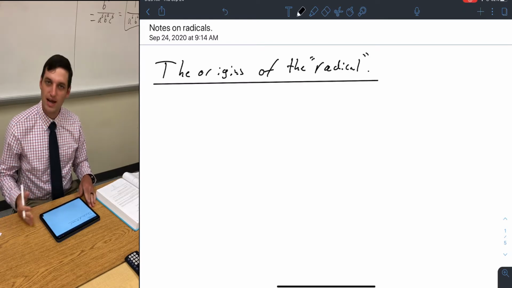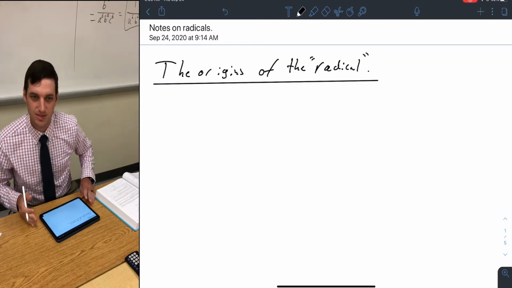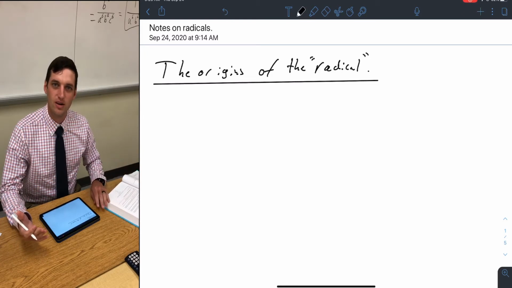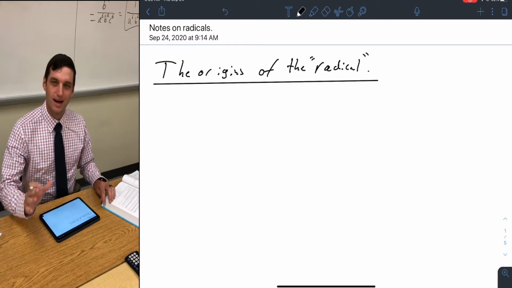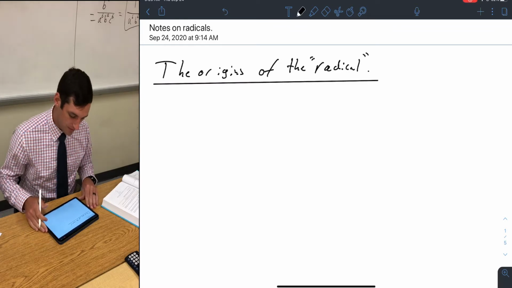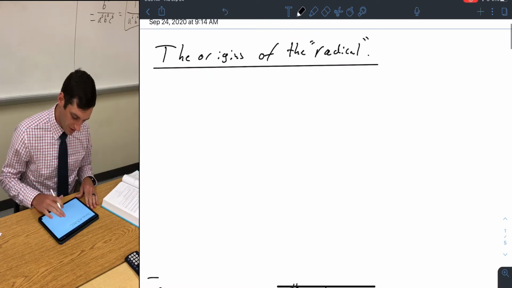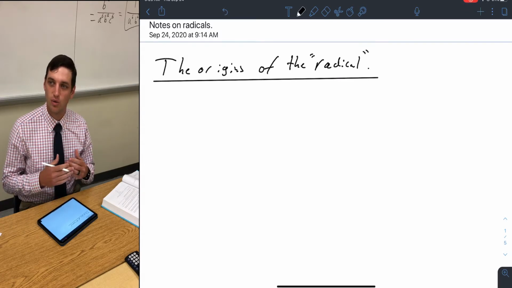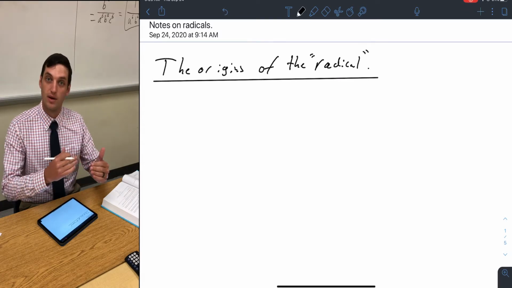We're going to be talking about radicals today. Now, some of you might be wondering, what on earth is a radical? I've never really heard of the term radical, but I promise you've dealt with them before. So, the origins of the radical. I'm going to start out with talking about what they are and then where they were derived from.